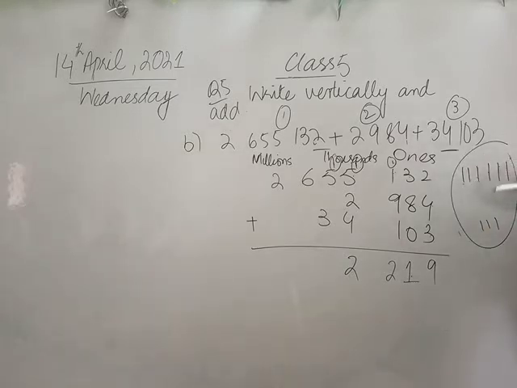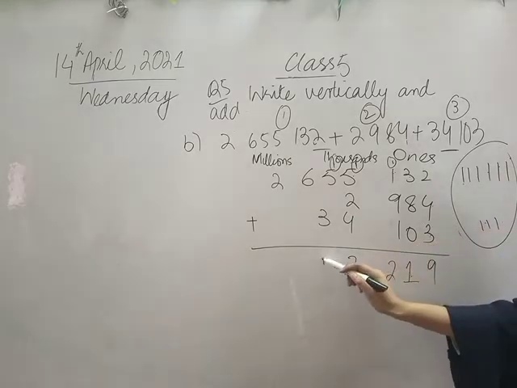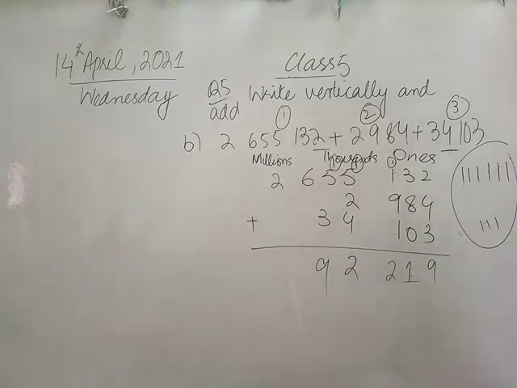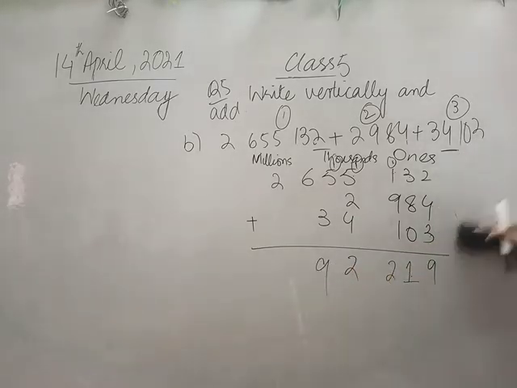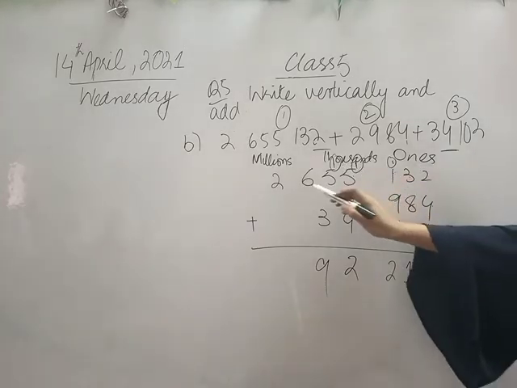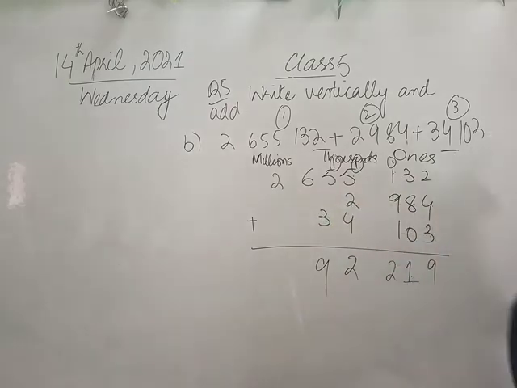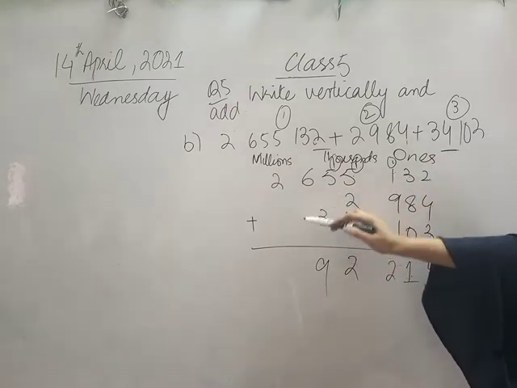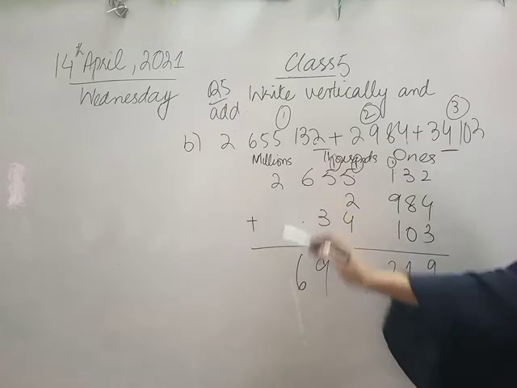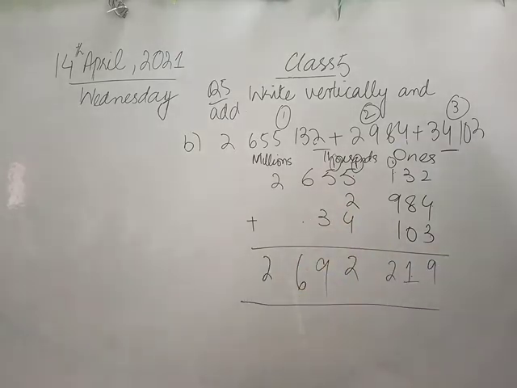3, 4, 5, 6, 7, 8, 9. Fine class. For next, as you see class, we have no digit below there. So we can write 6 as it is and 2 as it is also. Fine. Now, this is how we can solve up to 3 numbers which goes up to millions.